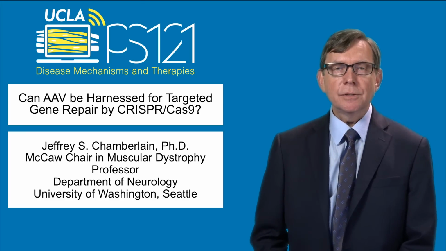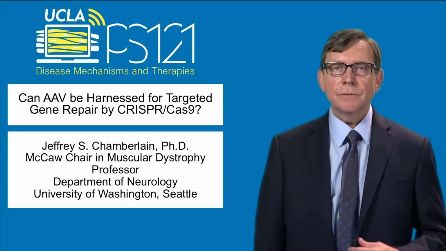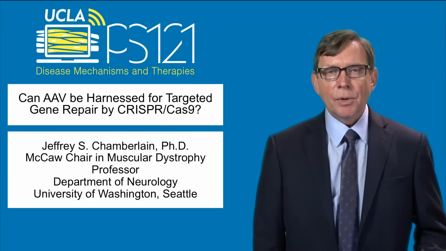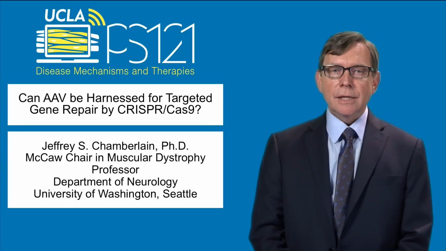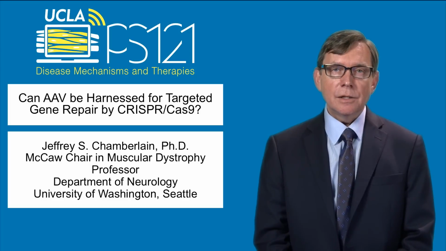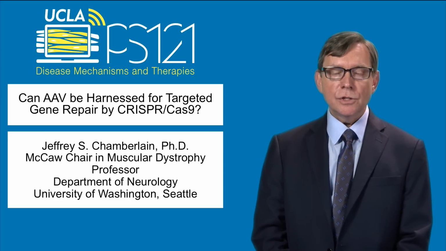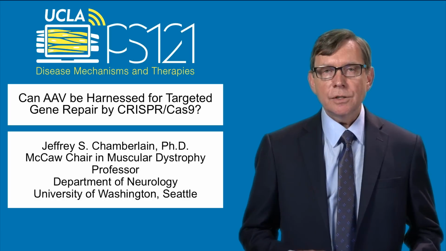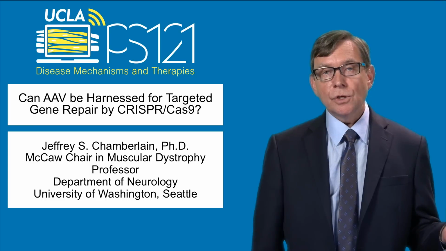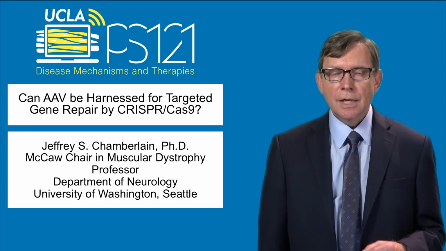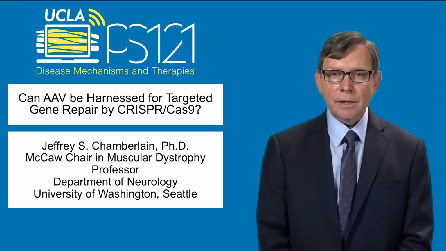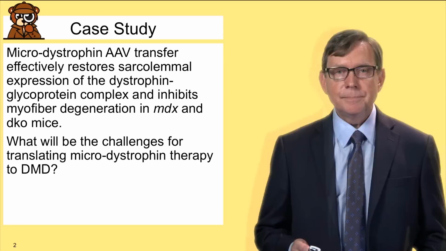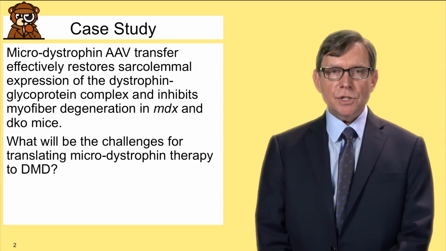Hi, I'm Jeff Chamberlain from the University of Washington, and I want to talk to you about another approach for gene therapy of Duchenne muscular dystrophy. In my previous lecture, we talked about methods designed more to restore production of dystrophin by a gene replacement approach. But another method that's being developed, which may come along well into the future, is to use AAV technologies to try to correct or repair the dystrophin gene. So, in other words, instead of trying to bring in a new version of the dystrophin gene, can we actually fix the mutations? The title of this lecture is, Can AAV be harnessed for targeted gene repair by CRISPR-Cas9?